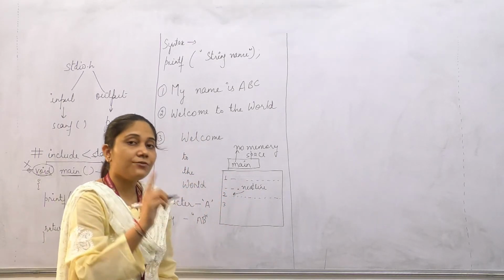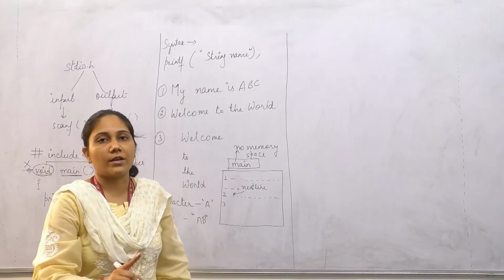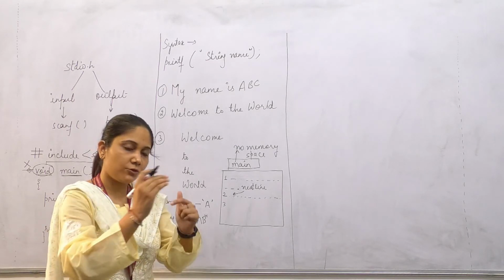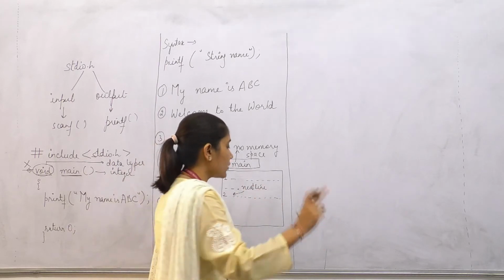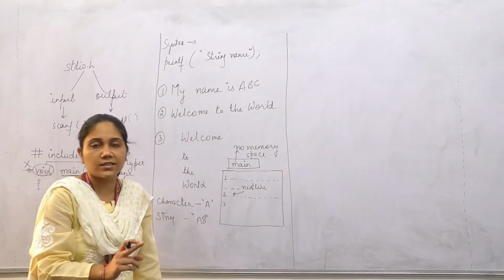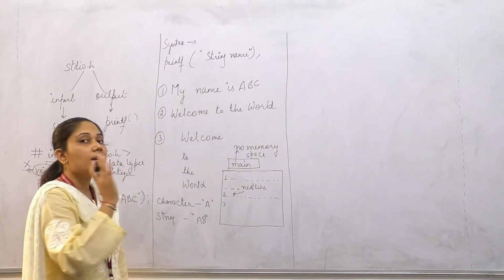For the next line, we have an escape sequence. If I have to give something in the next line, then it will have an escape sequence, which we are going to discuss, and why it is necessary to use an escape sequence in our C program.